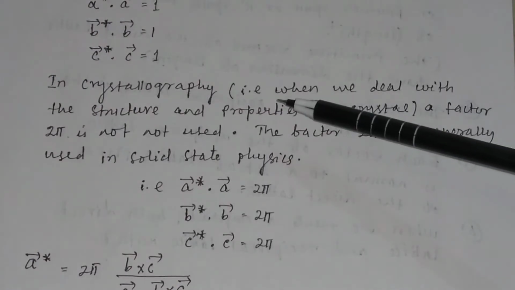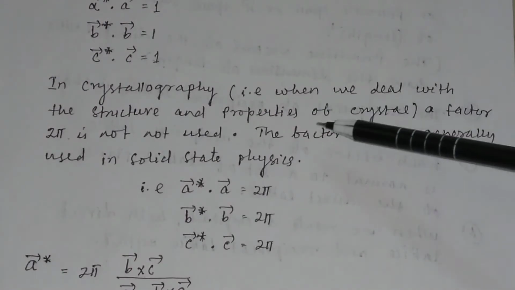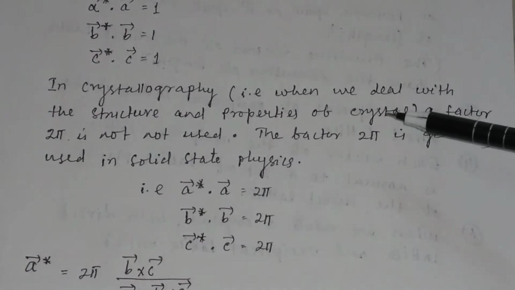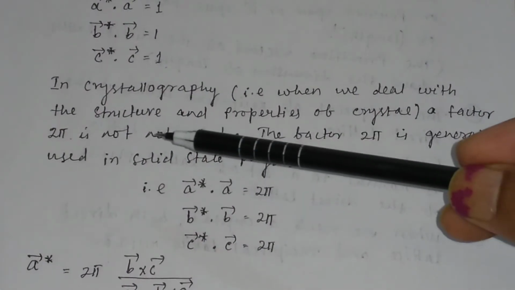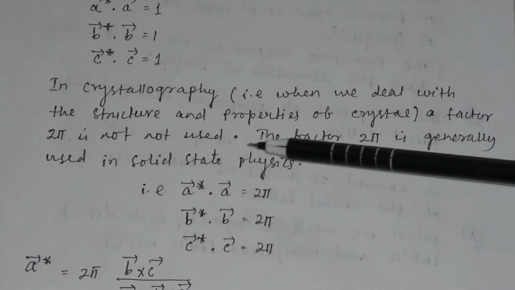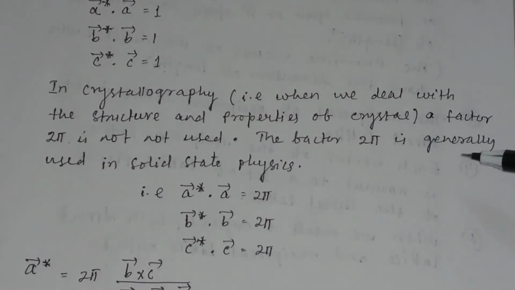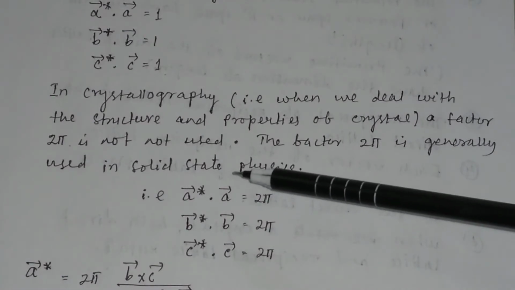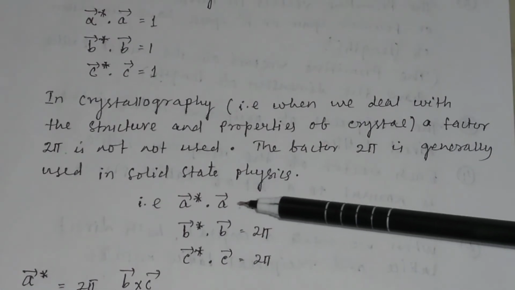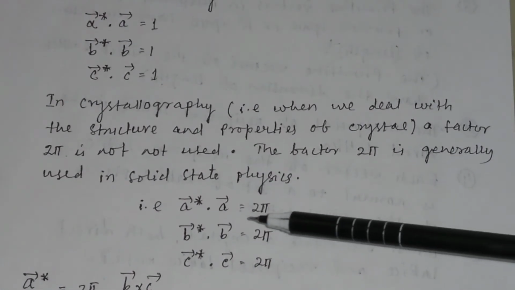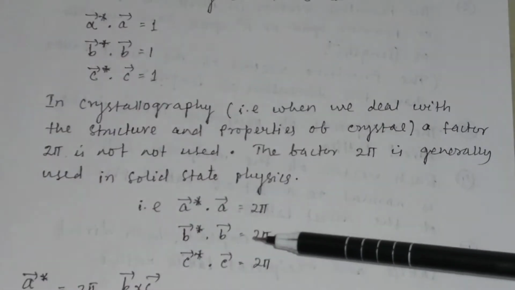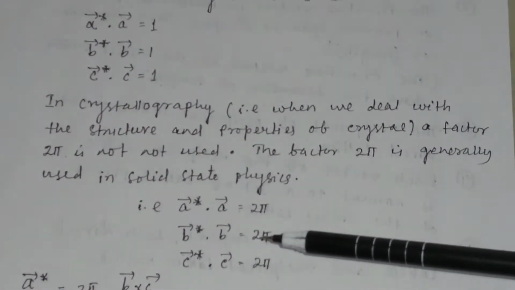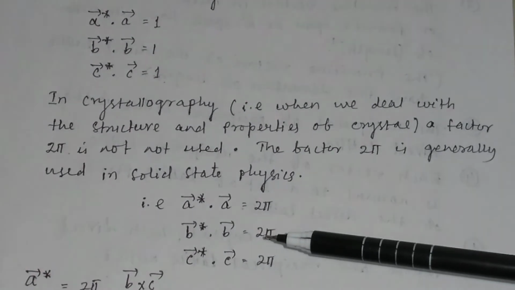In crystallography, that is when we deal with the structure and properties of the crystal, a factor 2 pi is not used, but the factor 2 pi is generally used in solid state physics. That is why in solid state physics we use A star dot A equal to 2 pi, or B star dot B equal to 2 pi, or C star dot C equal to 2 pi.